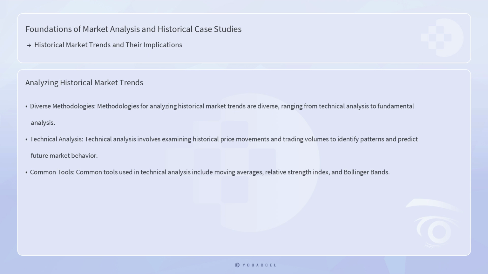For example, moving averages smooth out price data to identify the direction of the trend, while RSI measures the speed and change of price movements to identify potential overbought or oversold conditions.